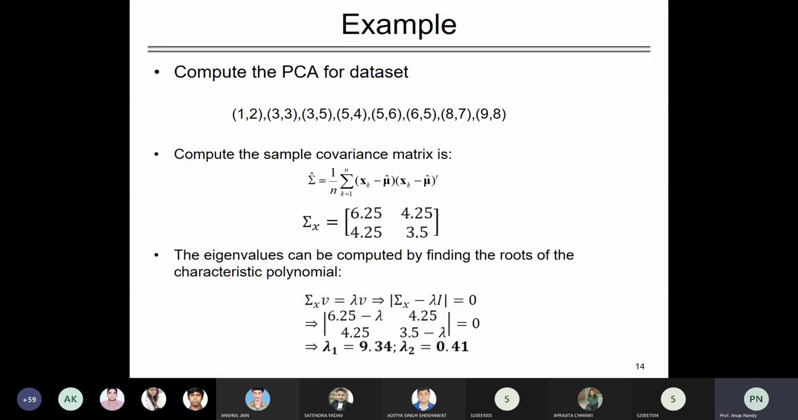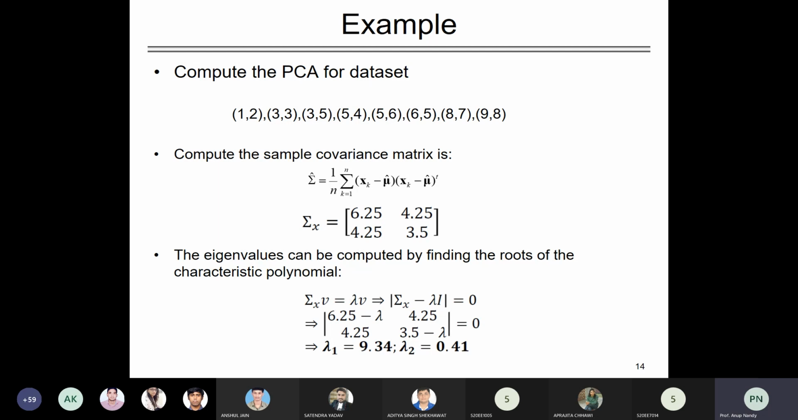So now here is a hands-on example. You have to compute the PCA for this data set. The data set is given to you, and it is in 2D. You have the points (1, 2), (3, 3), (3, 5), (4, 5), (5, 6), (6, 5), (8, 7), and (9, 3). Now you have to compute the sample covariance matrix. Obviously, as you have 2-dimensional data, you will have a 2 cross 2 matrix.